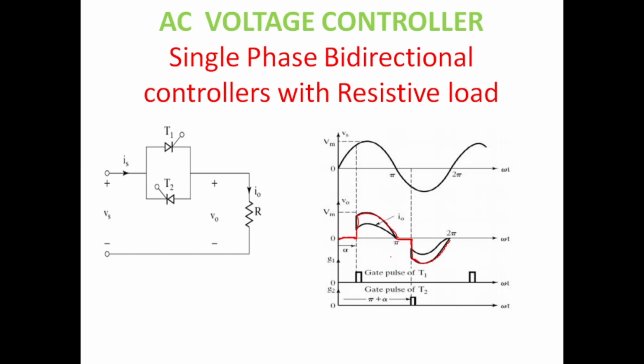So if you consider the input is AC, the output is also AC. It consists of positive parts as well as a negative part. Current flows in one direction in the positive half cycle, and in the negative half cycle it flows in the reverse direction. So it is AC only. One form of AC we have converted into another form. The difference here is that the RMS value of this output voltage is less than the input.